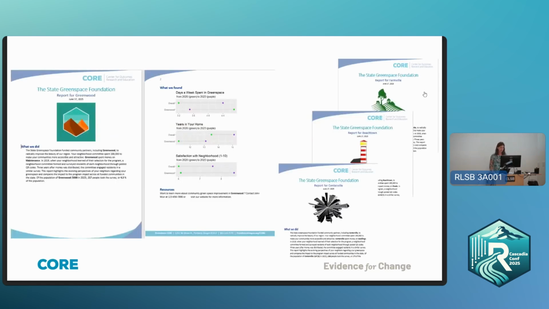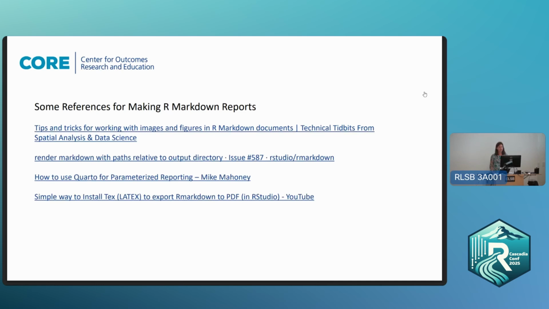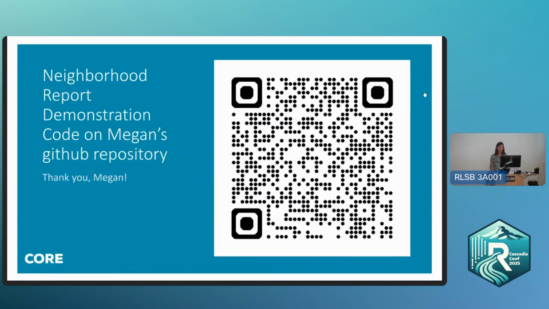And here's an example of how my reports turned out. I have a custom image and some response rate information, and then charts showing each neighborhood compared to the overall neighborhood set. Here's some references I used making my reports, and this is the code for the reports if you want to follow along. Thank you to Megan for hosting the code on her Git site.